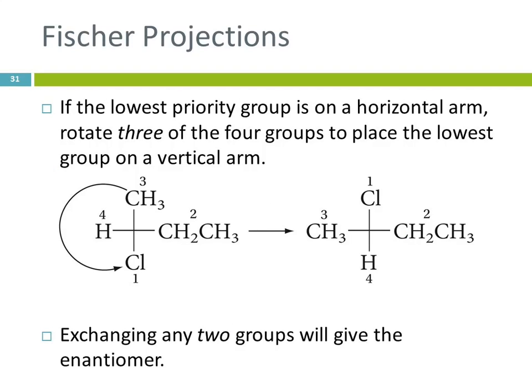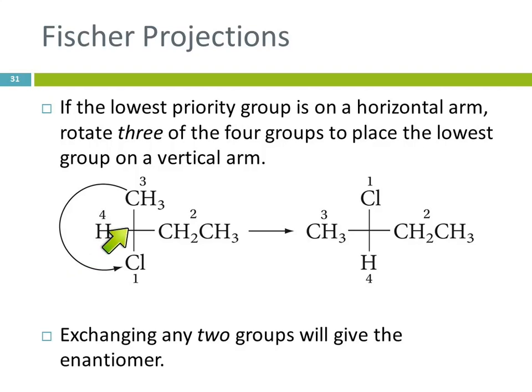If the lowest priority group is on a horizontal arm, it's harder to look at. And so what you can do then is rotate 3 of the 4 groups to put that lowest group on a vertical arm. So if it's drawn this way, and here's the low priority group coming out at us, that's a dangerous way to look at it, because if you look at 1, 2, 3, you're going to say, oh, that's S, because it's going around to the left. But you're actually looking at it from the wrong side.